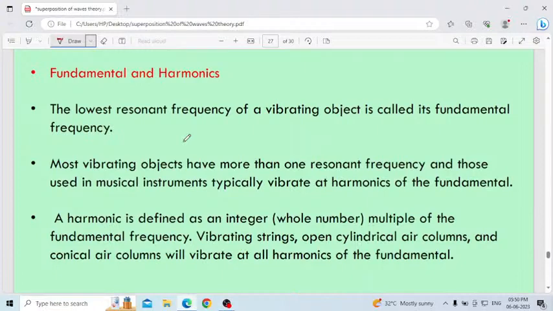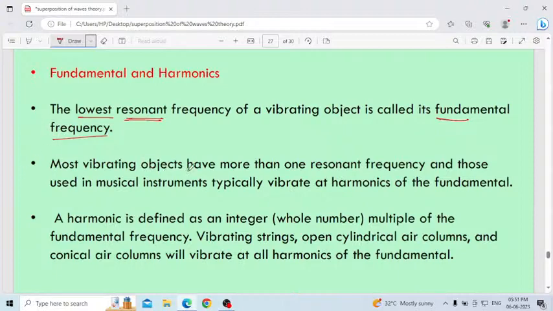Next, the last topic: fundamental frequency and what is meant by harmonics. The lowest resonant frequency of a vibrating object is called its fundamental frequency. As I said, it is the lowest frequency when two waves get superimposed, the minimum frequency required by the two waves at the beginning of the superposition. Once the frequency is adjusted, you get the rhythmic movement of the wave, which we consider harmonics: first harmonic, second harmonic, third harmonic, and so on.